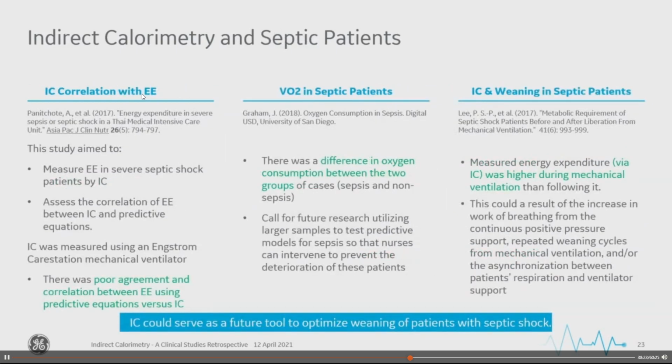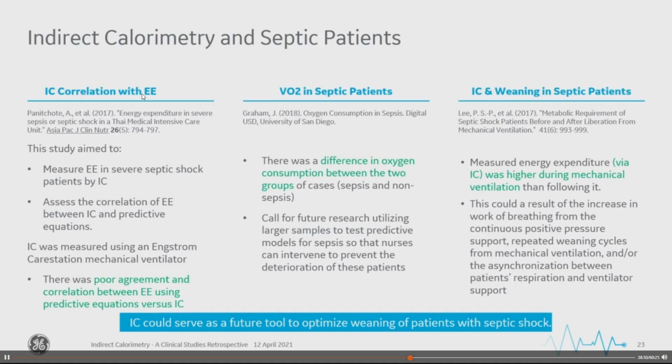And then more dear to my heart, because I was a sepsis researcher for many years, there is also evidence around the use of indirect calorimetry in sepsis. Similar to burns, similar to trauma patients, these patients are hypermetabolic. There is an overwhelming inflammatory response. That is why the patient is having the manifestations of sepsis or septic shock.